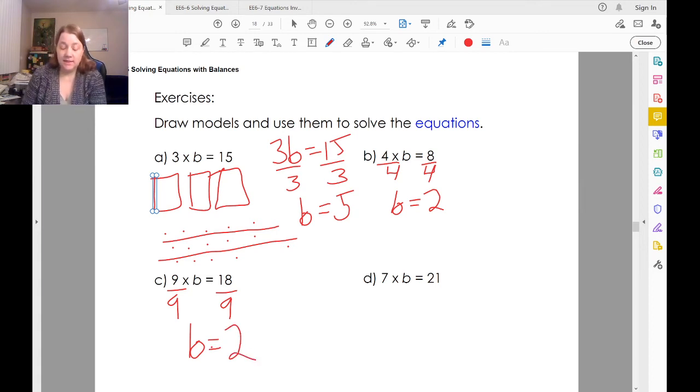Letter D, there are 7 bags. Divide each side by 7. B equals 3.